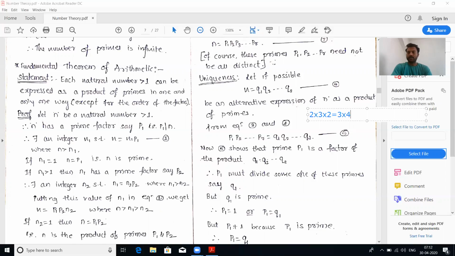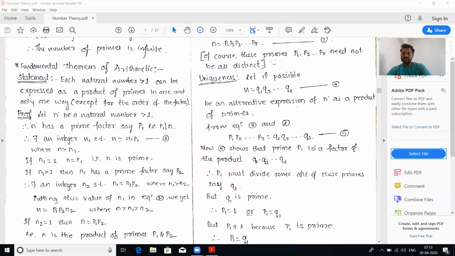Yes, like this, we will assume that these two are the expressions P1 to Pr and Q1 to Qs that we have taken. Now these two are equal, but we need to show that these two are the same. So what do we need to prove here? P1 equal to Q1, P2 equal to Q2, P3 equal to Q3, and so on, Pr equal to Qr. And we also have to prove that r is equal to s.